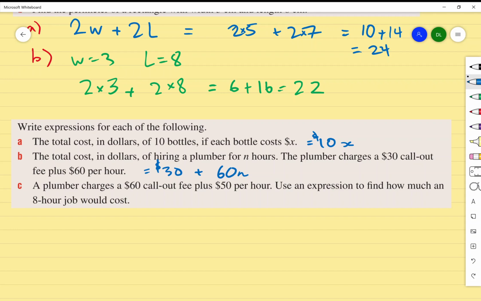I'm going to leave question C for you to do yourself, but it's the same or very similar to question B, so I'm going to leave that there. Do I have any questions? Sweet.